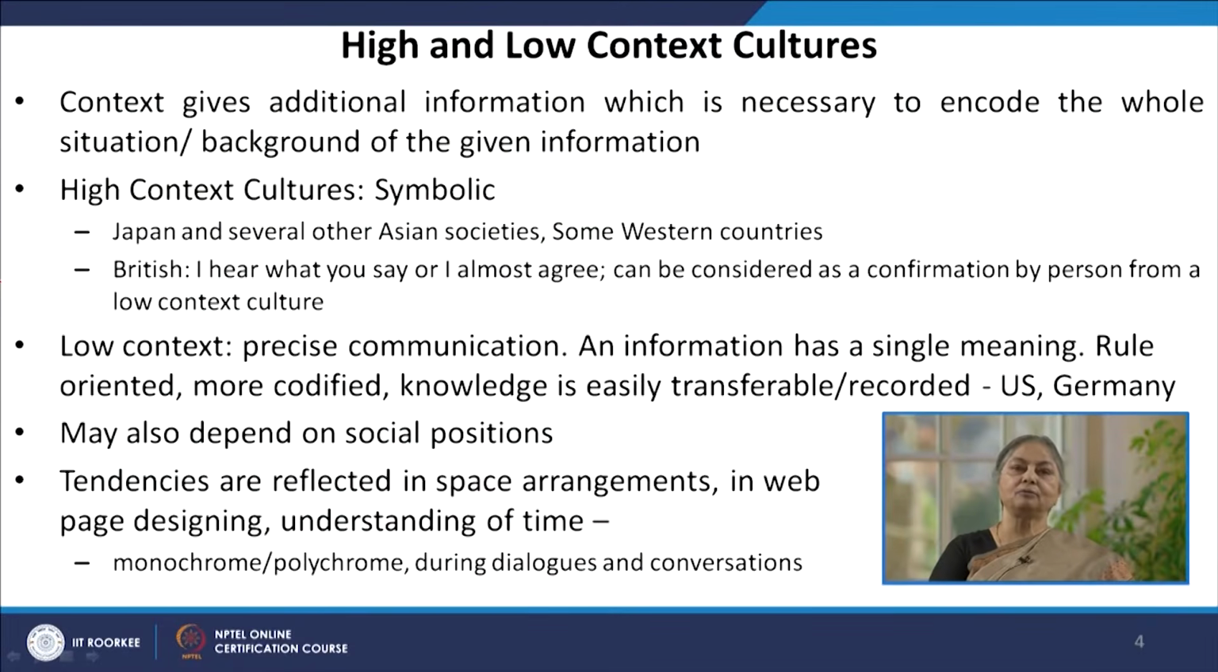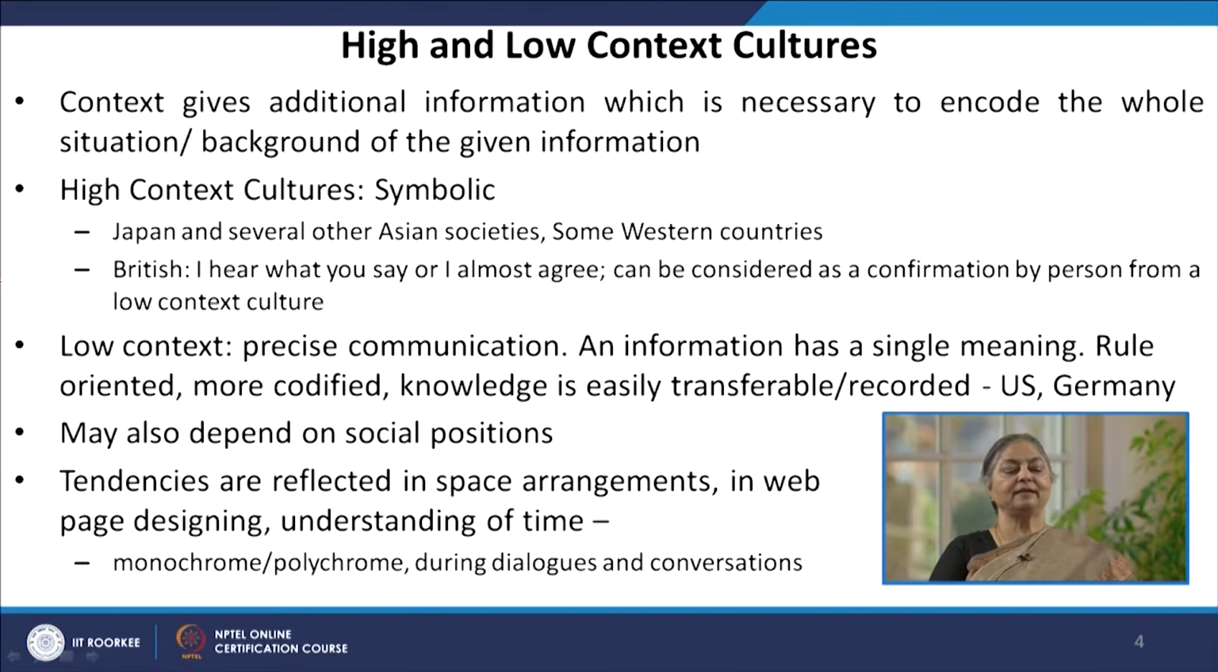Another aspect towards which Hall has drawn our attention is of high and low context cultures. By the idea of context, he wants to suggest that in order to understand the behavior of a person, it is necessary to encode the whole situation or background of the given information. Sometimes it is reflected in the phrases which we use in our day-to-day speech, and at the same time it is also reflected in the proximity and distance which we maintain with each other.